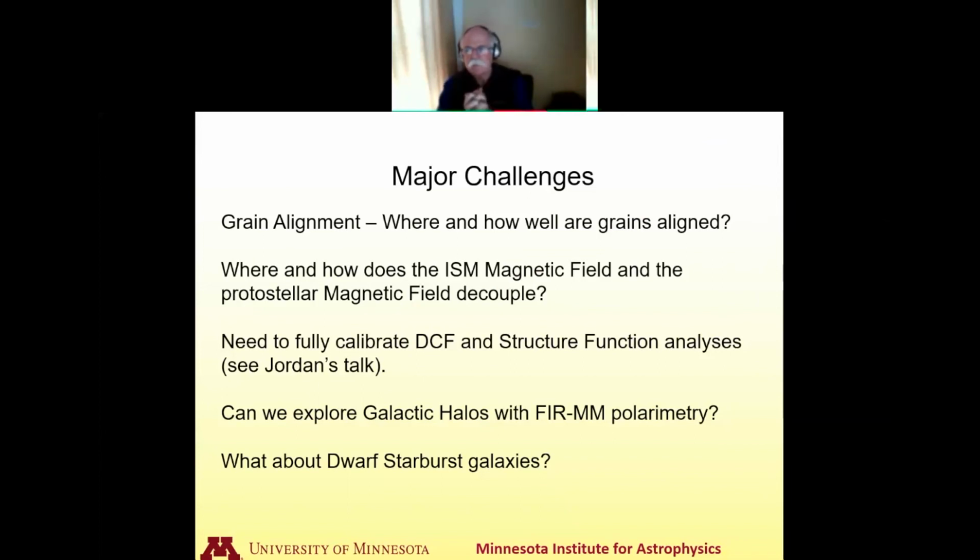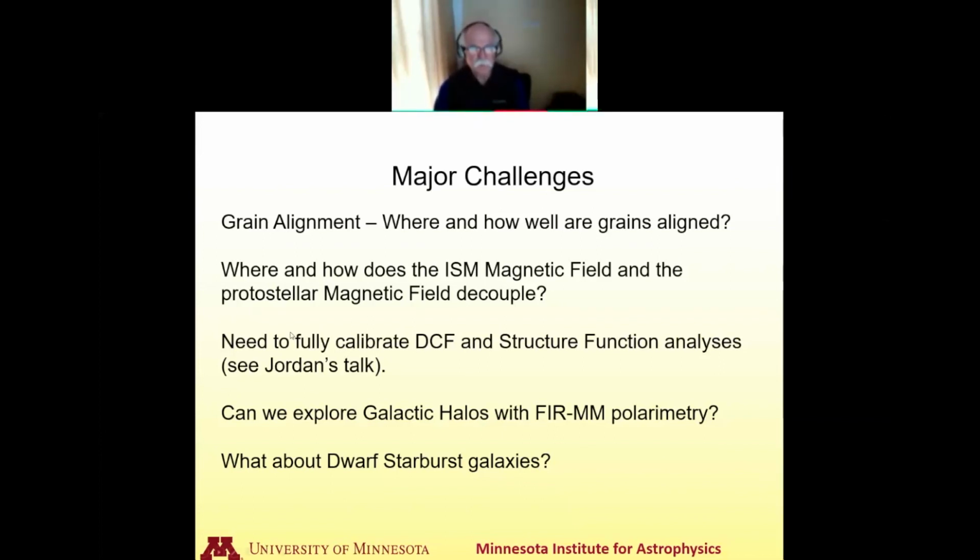But grain alignment, we're still not sure where and how grains are aligned. That's still a problem. And we still don't know where and how the interstellar magnetic field and the protostellar magnetic field decouple. That's very, very important. You can't make stars unless the field decouples fairly quickly and fairly efficiently. The traditional ways of leaking the magnetic field out are too slow.